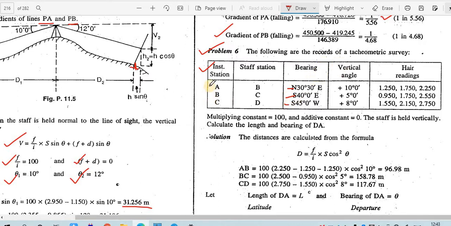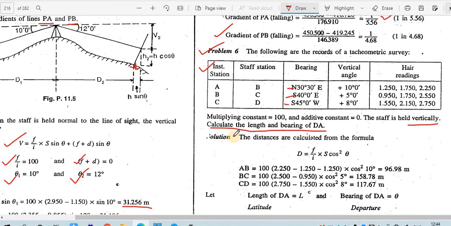I think this is creating a traverse. You can see it is going from A to B, from B to C, and from C to D, so it is making a traverse. The vertical angles are 10 degrees, 5 degrees and 8 degrees, and the ranges are given. The multiplying constant is 100, the additive constant is 0, and the staff has been held vertical, so we need to use the formula provided for the vertical case. Calculate the length and bearing of DA.